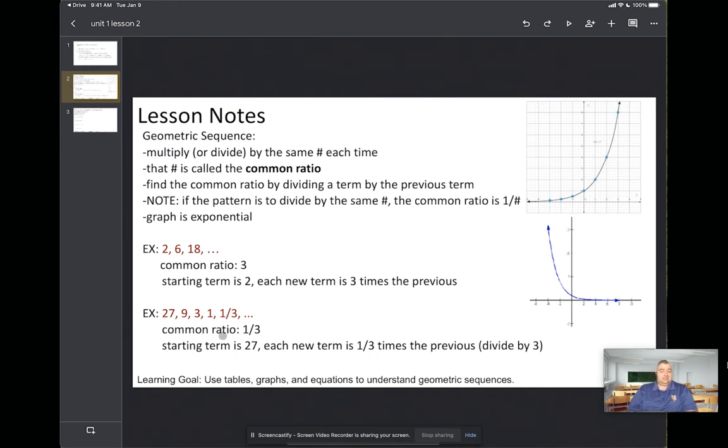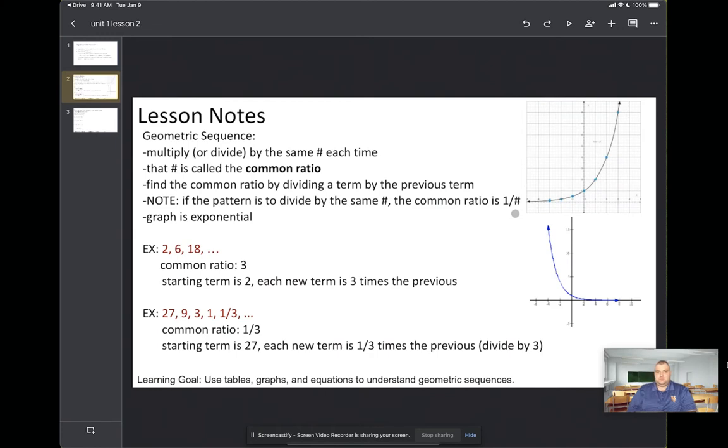So in this case, the pattern is to divide by 3. Notice we say that the common ratio is 1/3. We don't say that the common ratio is 3. You can see here, if the pattern is to multiply by 3, the common ratio is 3. But if the pattern is to divide by 3, we say that the common ratio is 1/3, or 1 over that number.